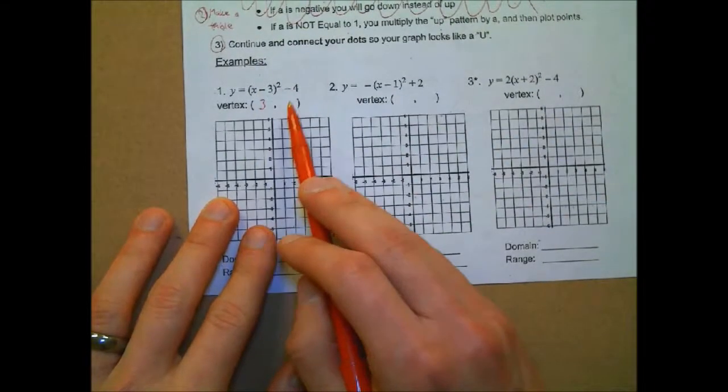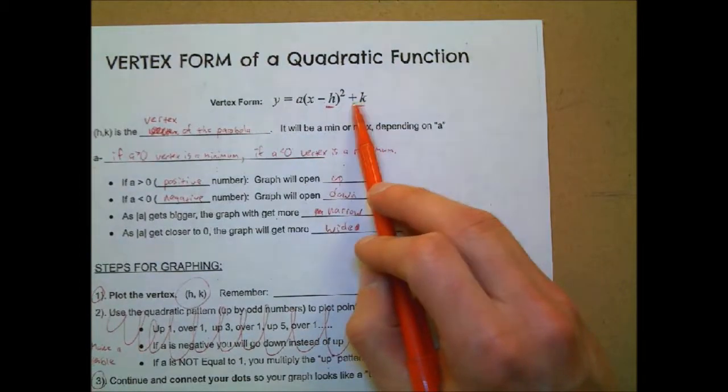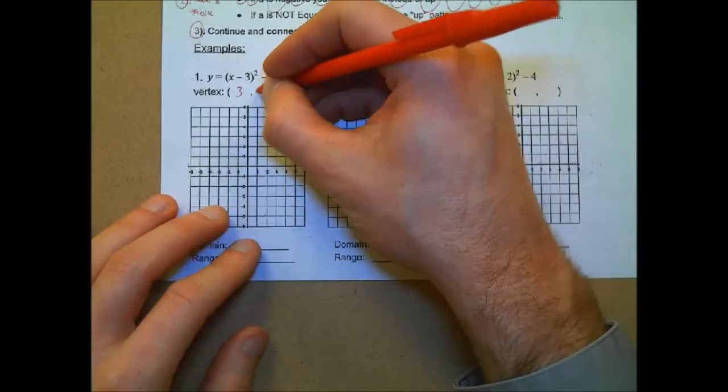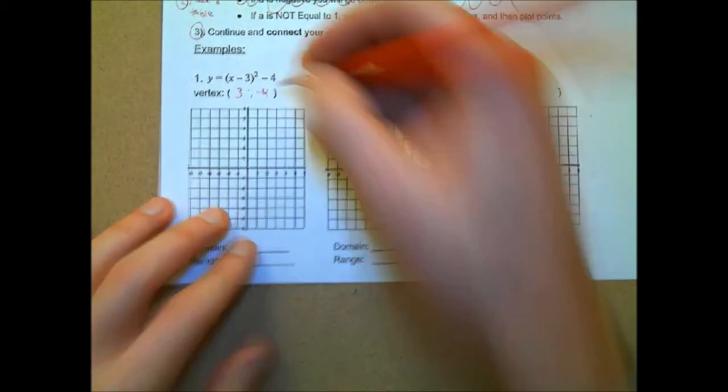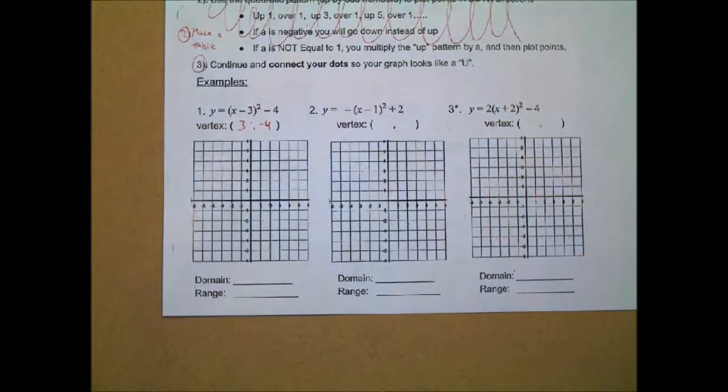What's our k here? Negative 4. Sorry, I didn't quite hear you right the first time. So our vertex is 3, negative 4.